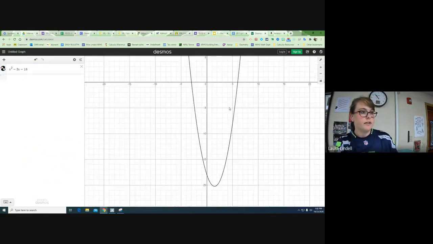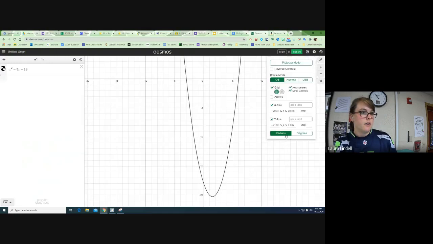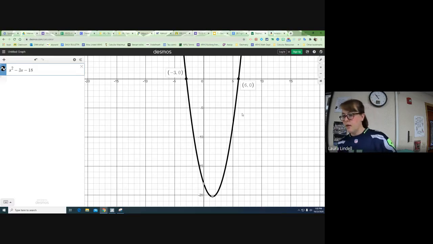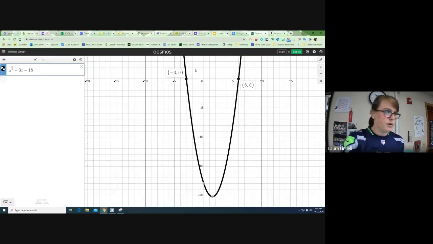So if we look at this, notice that this is basically our sign chart here. The function is greater than 0 when the x value is less than -3, and then also when it's greater than 6. From -3 to 6 is all where it's less than 0. So if I want to know where it's greater than 0, I just look at the places where the function is positive.